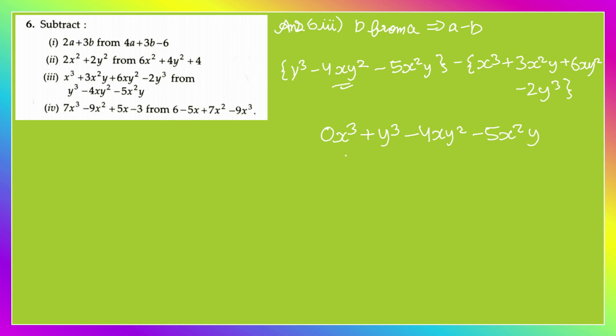For the second, now we have x cubed like this. Now this time we have plus 3x squared y. So it would become plus 3x squared y. Then we have plus 6xy squared. We have minus 2y cubed. So now we are going to subtract it.